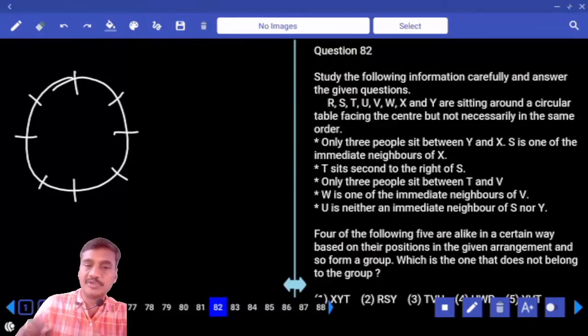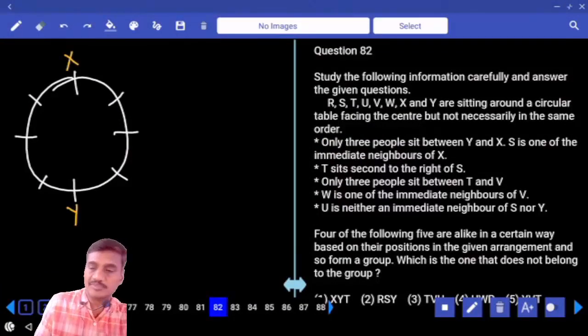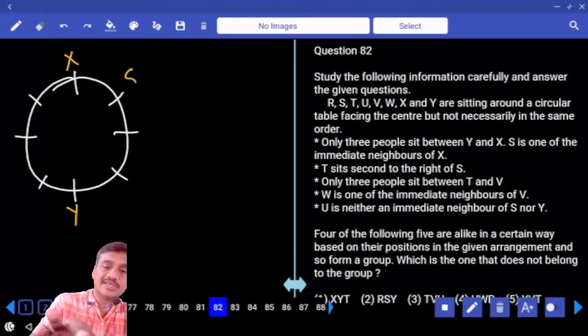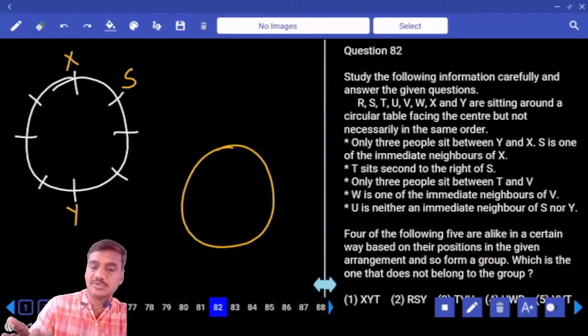And only 3 people between Y and X, meaning Y and X must be opposite to each other. Y is here, X is here, 3 people between Y and X. S is one of the immediate neighbors of X. S is either in the clockwise or in the anti-clockwise direction. Hence there is a second possibility as well.